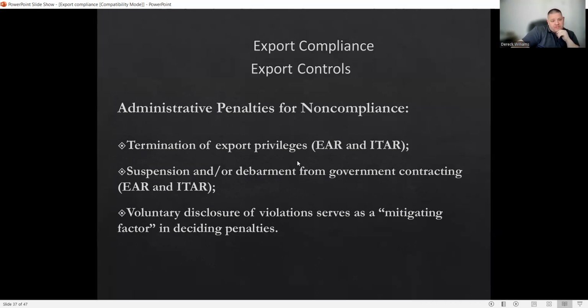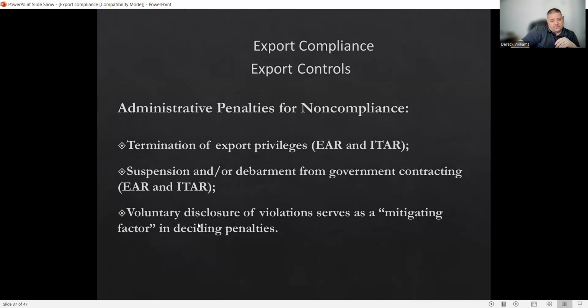Termination of export privileges. So if you have a non-compliance, some things that could occur, you might get your export privileges terminated, and that can be temporary or permanent. You can have a suspension or debarment from government contracting. So if your business relies on government contracts, and you get these non-compliances, it can be pretty substantial.